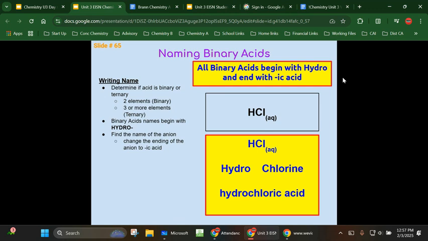By the way, no prefixes here. So it's never going to be trihydrochloric acid. Never going to be trihydronitric acid. No prefixes here. That is only in the covalent naming system. That is the only place we will use those prefixes.